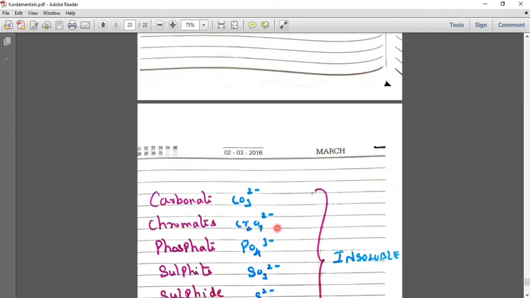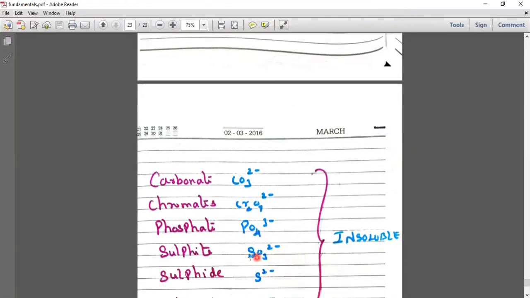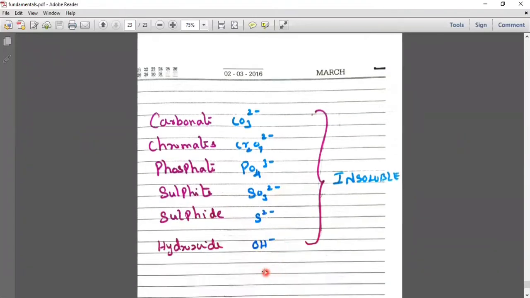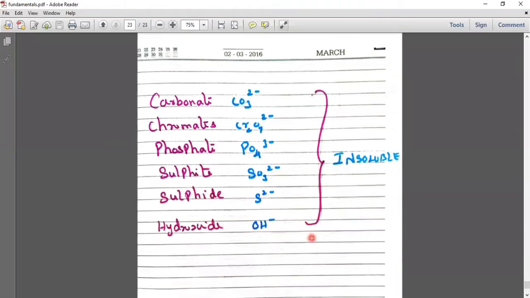Chromate Cr2O7 2 minus is insoluble in water. Phosphate PO4 3 minus is insoluble in water. Sulfite SO3 2 minus is insoluble in water. Sulfide S2 minus is insoluble in water. Hydroxide is also insoluble in water.